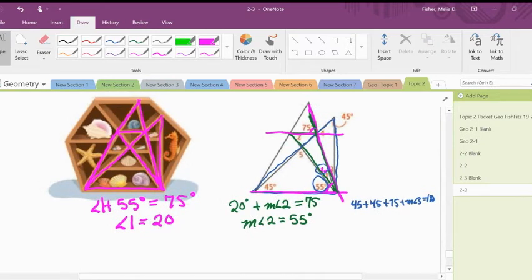Okay, so I add that 45, 45, and 75. And I get 165 plus the measure of angle 3 equals 180. And then I'm going to subtract 165 from both sides of the equation, and I get 15. So the measure of angle 3 equals 15 degrees. Go ahead, pause your video, and do the try it at the bottom of the page, and then come back and check your work.